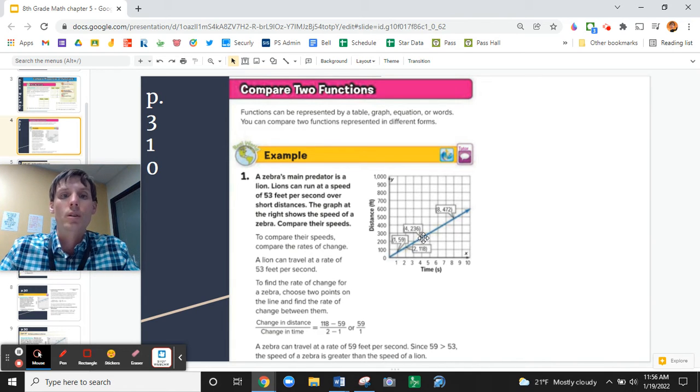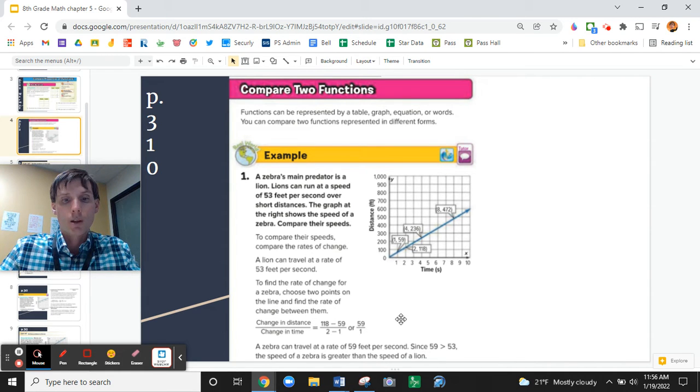At 4 seconds, 236 feet. So we see our rate of change there is 59. So 59 per second, right? Whereas the lion is 53 feet per second.